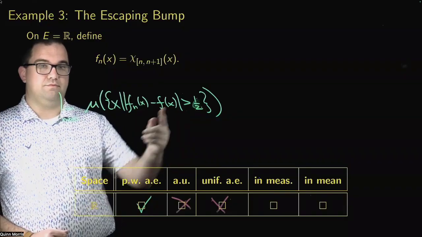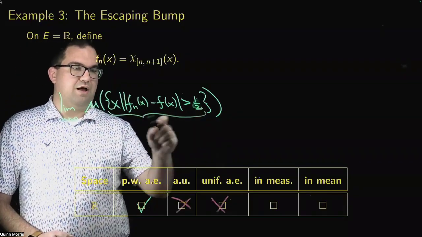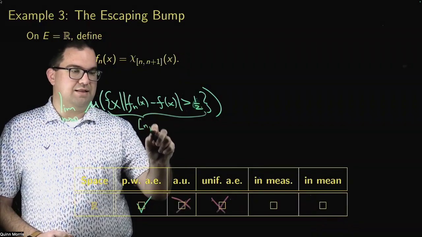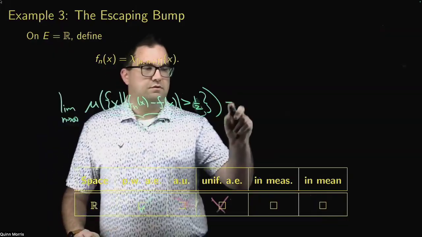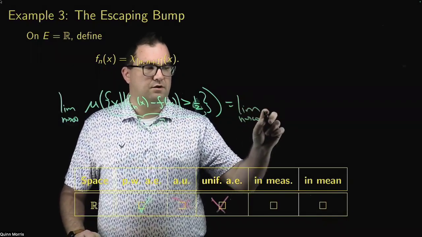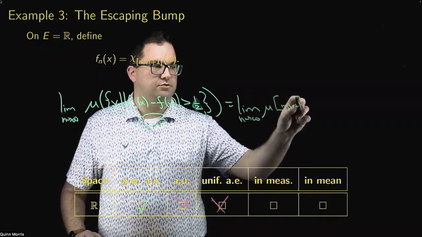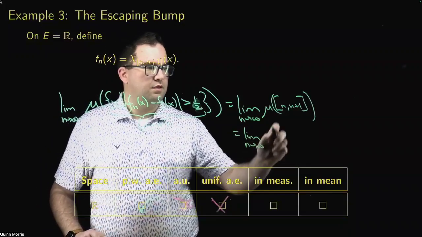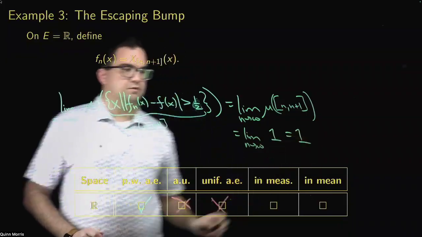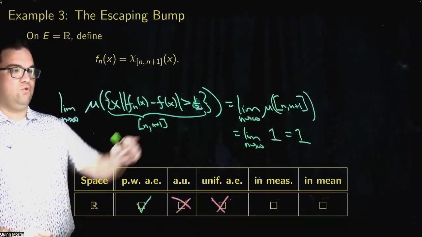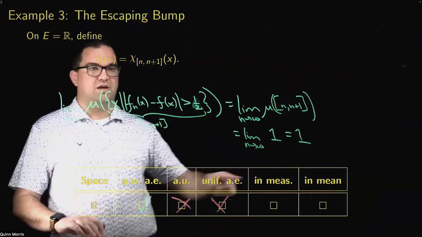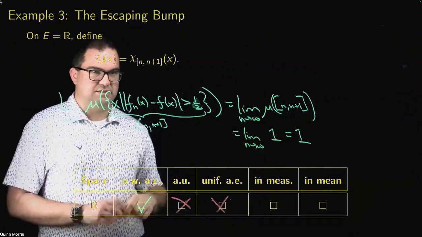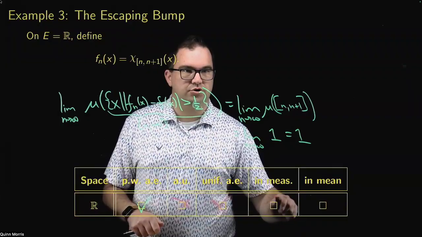This is 0. So the set of all x values where the difference between f sub n of x and the 0 function is greater than 1/2 is exactly the set n to n plus 1. So this is just the limit as n goes to infinity of the measure of the interval n to n plus 1. But the measure of an interval is just its length, which is 1. So this is 1. So there is an epsilon for which this limit is not 0. Therefore, it does not converge in measure, because to converge in measure, for every epsilon I put here, this limit would have to be 0.